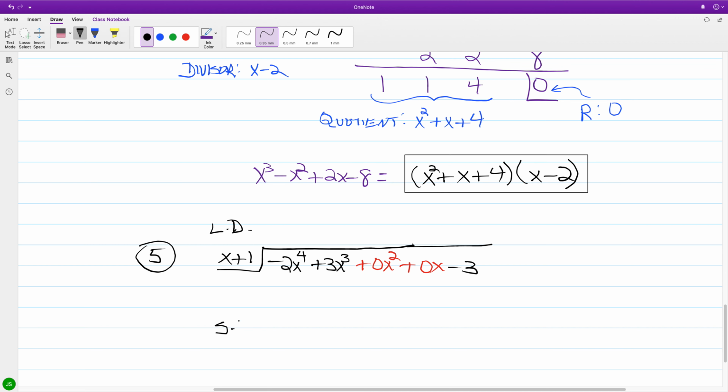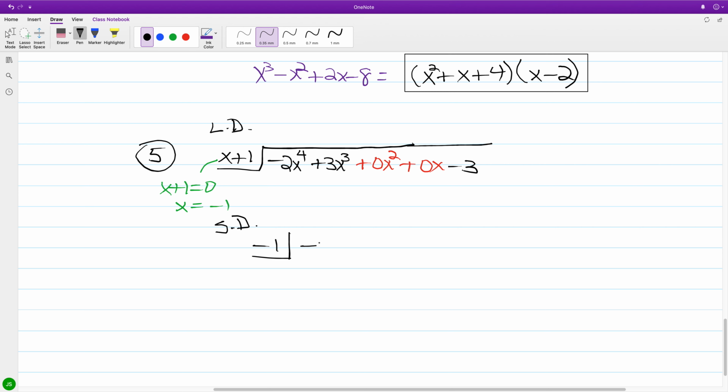And just translating what I have into synthetic division, with x plus 1, again the 0 is going to be at negative 1. So taking this over to the realm of synthetic division, we have the coefficients: negative 2, positive 3, 0 for x squared, 0 for x, and also negative 3 to close out.